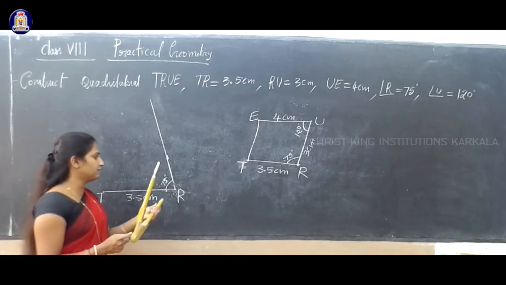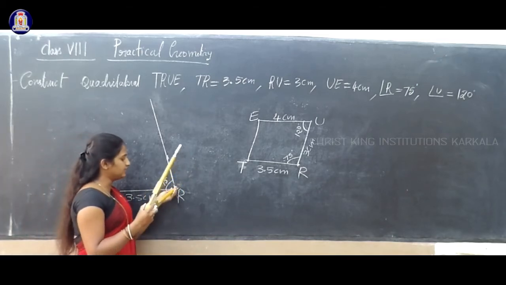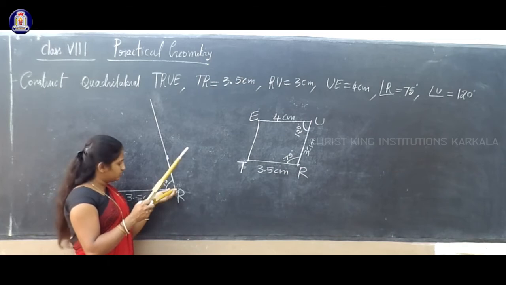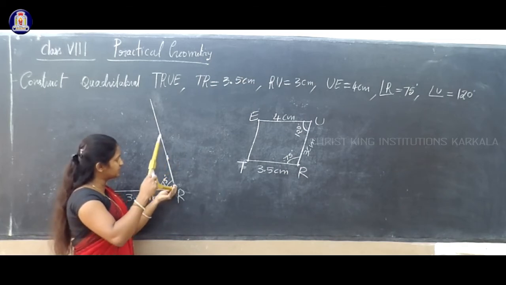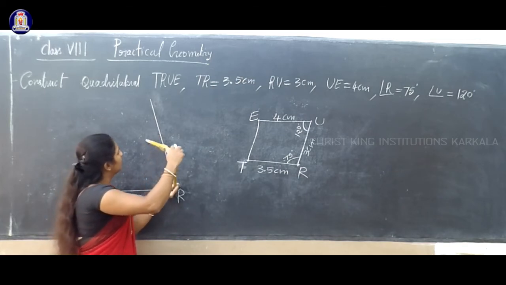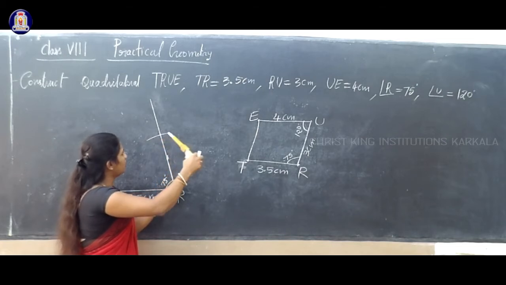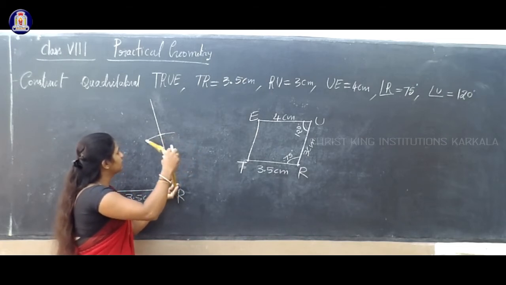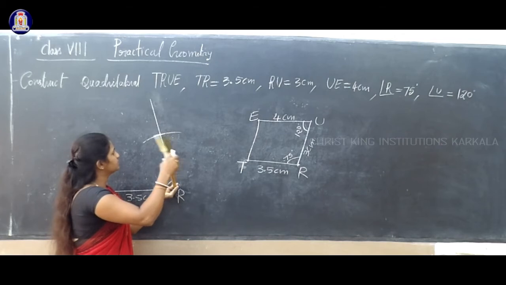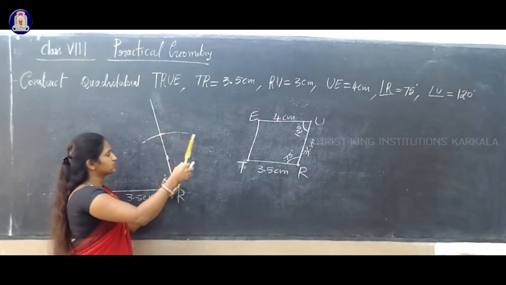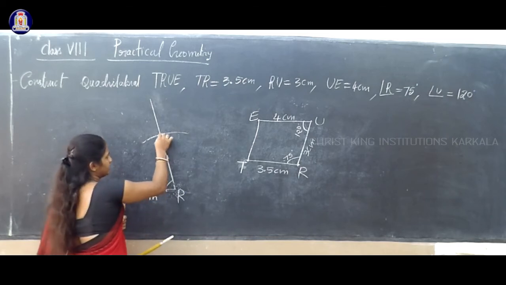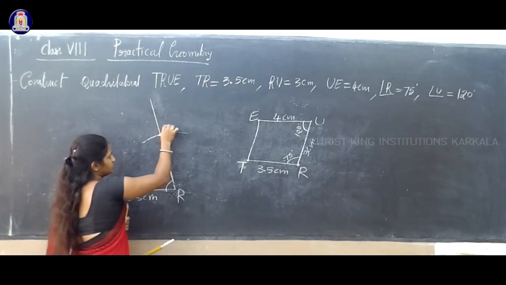Take 3 centimeter in compass and listen. Say R is the center. Now take 3 centimeter in compass and draw an arc. This arc will cut the previously drawn line at one point. That point is U.